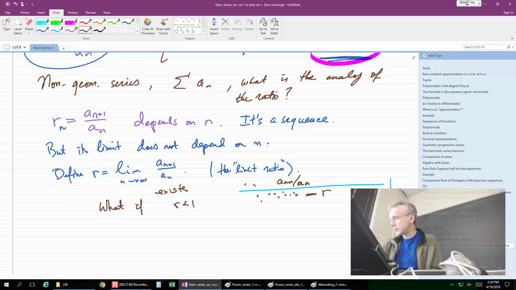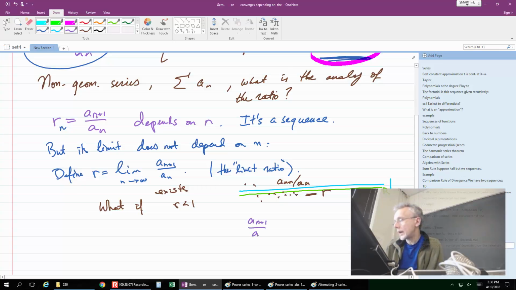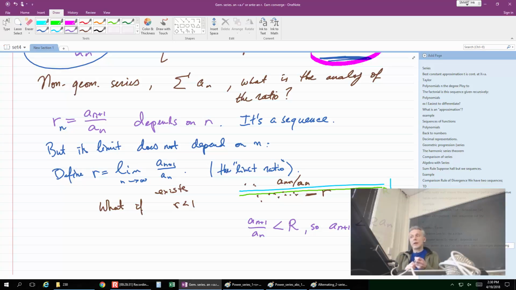So in other words, let me squeeze one more number in between. Let me call it capital R over here. So I'm squeezing number R between r lowercase and 1. Then what we have here is a_{n+1} over a_n will be less than R capital. So in other words, we have a_{n+1} less than R a_n. That is the fundamental observation that will allow us to demonstrate the convergence of our series.